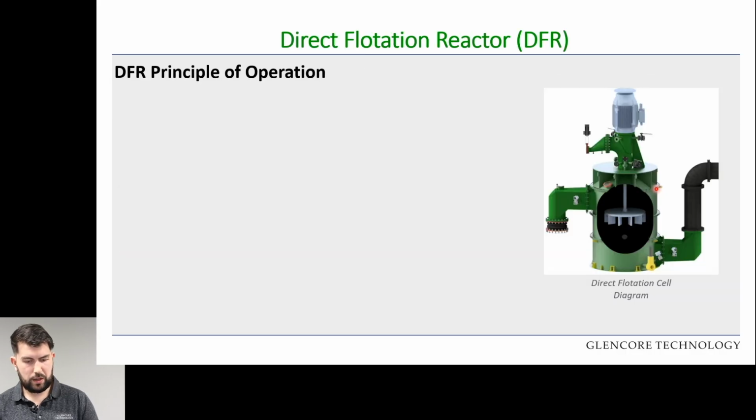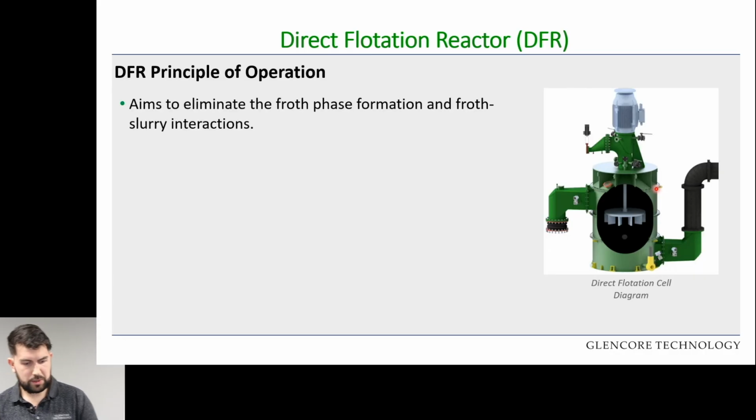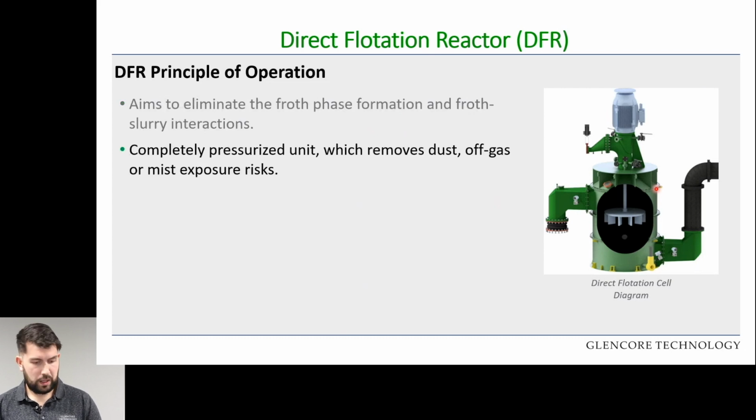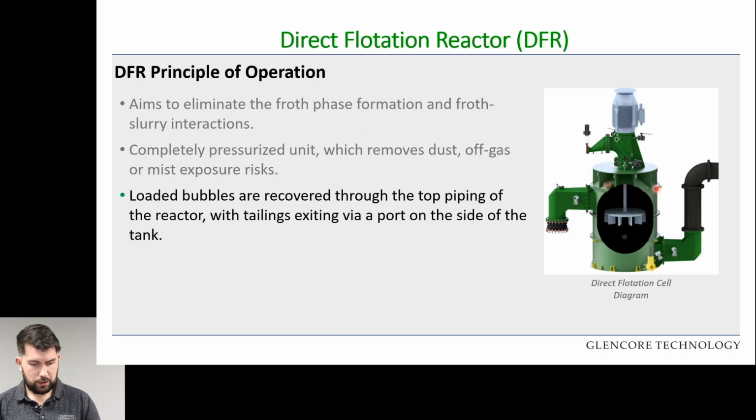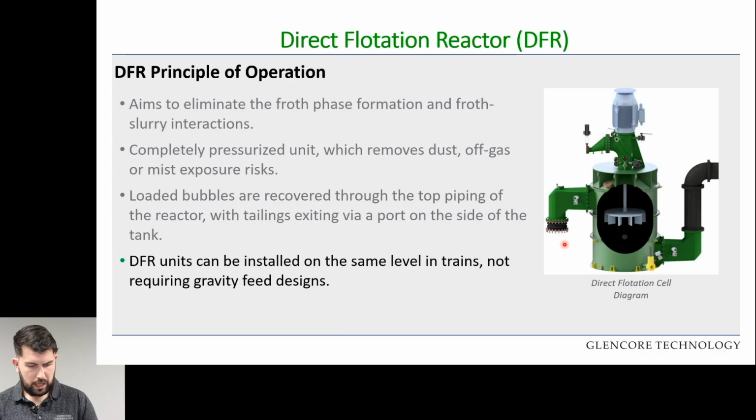Now we move through into the DFR, or direct flotation reactor. Now the DFR aims to eliminate the froth phase entirely and froth slurry interactions. It's a completely pressurized unit, which removes dust, off-gas, or mist exposure risks. Loaded bubbles are recovered through the top piping of the reactor, with tailings exiting via a port on the side, which is shown here. And DFR units can be installed on the same level in trains, and they don't require a step design, reducing the overall height of the circuit.